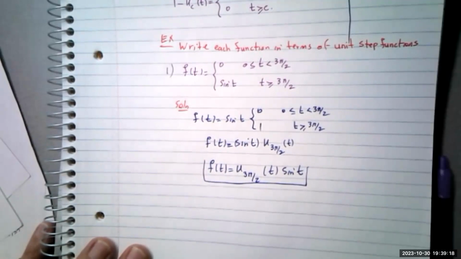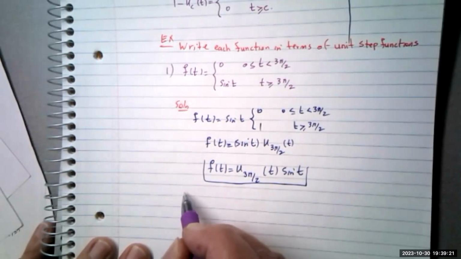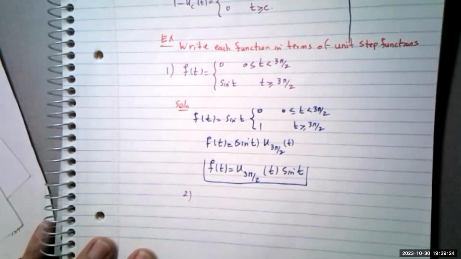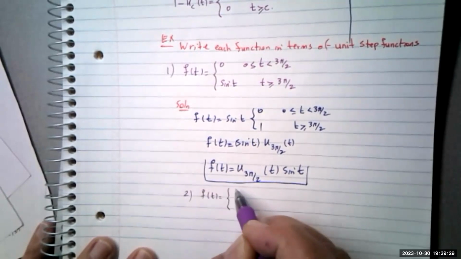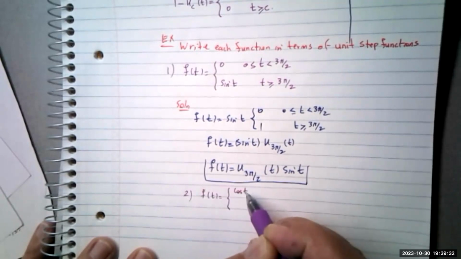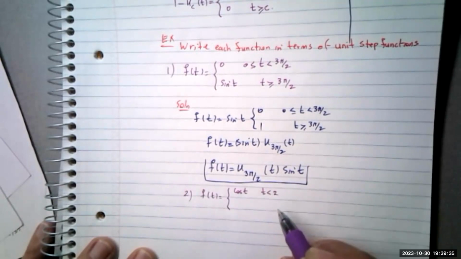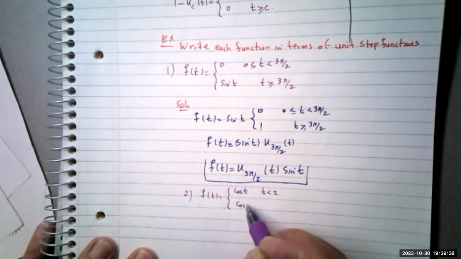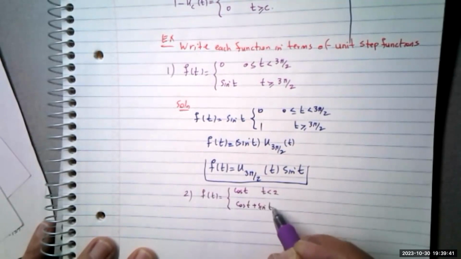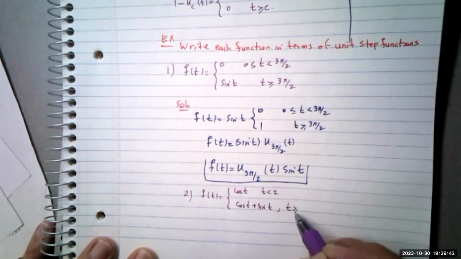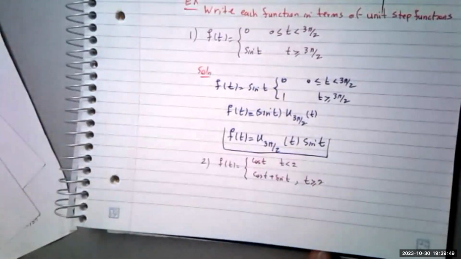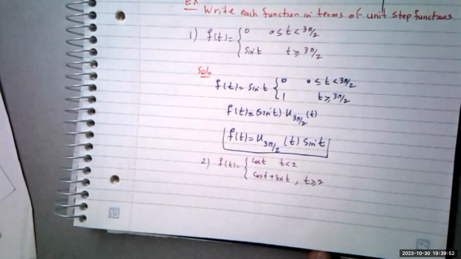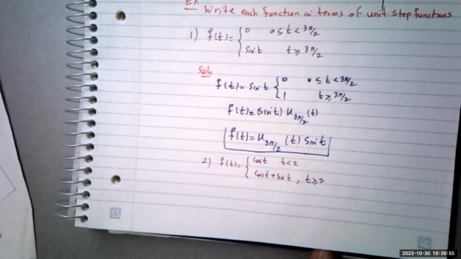Okay, now let's see if you like the next one. The next one is this one. F of t is equal to cosine of t if t is less than 2, but is equal to cosine of t plus sine t if t is greater than or equal to 2. You see this function? You want to write it down as a unit step function again. So you partition it at 2. Any suggestion for this one?